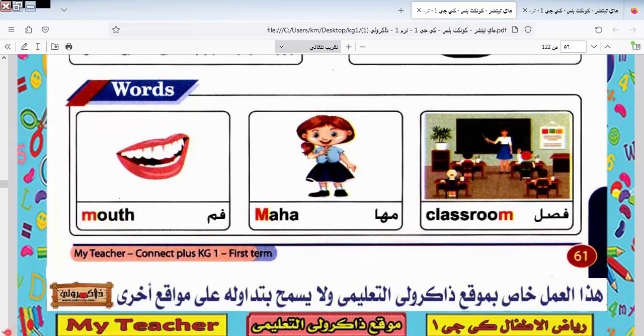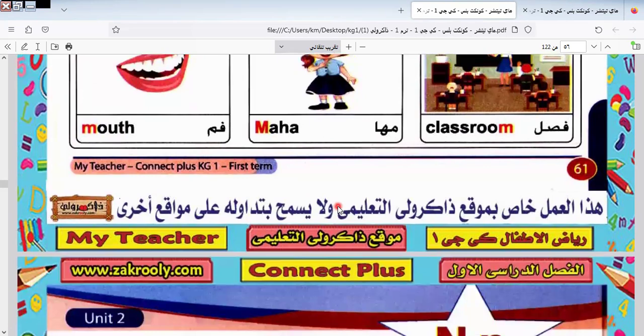I have a lovely teacher called Maha, so I love the name of Maha very much. So Maha is an important name for me. So Maha, I love this name. So it would be Maha, mouse, and classroom.